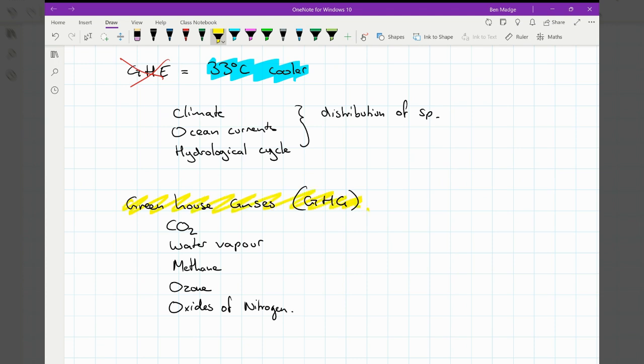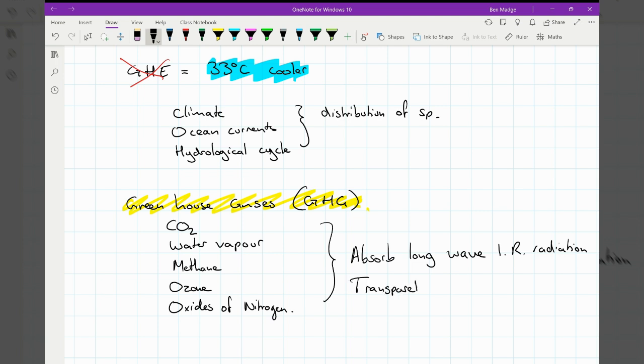Okay, because they're the ones that absorb that re-emitted long wave radiation. But they are transparent to shorter wave radiation, so it can pass through them. Things like the visible and the UV and the shortwave infrared.